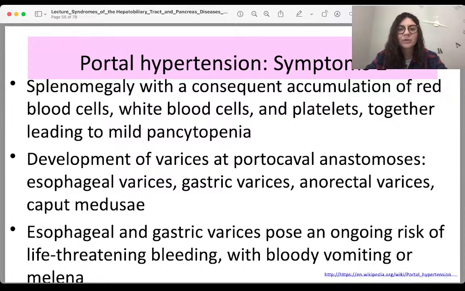Splenomegaly with consequent accumulation of red blood cells, white blood cells, and platelets, together leading to mild pancytopenia. Development of varices at portocaval anastomosis, like esophageal varices, gastric varices, anorectal varices, and caput medusae. Now I'll show you what that is. Esophageal and gastric varices pose an ongoing risk of life-threatening bleeding with bloody vomiting or melena.